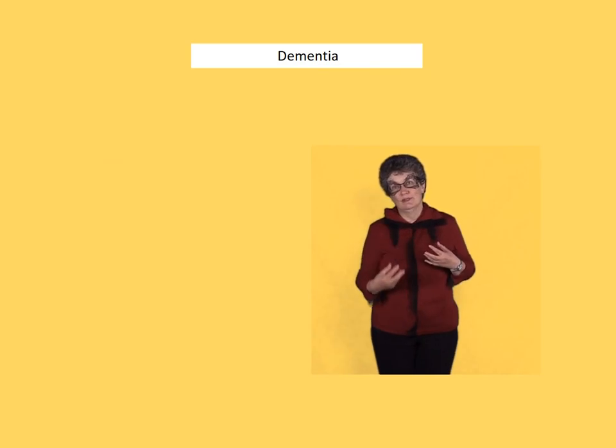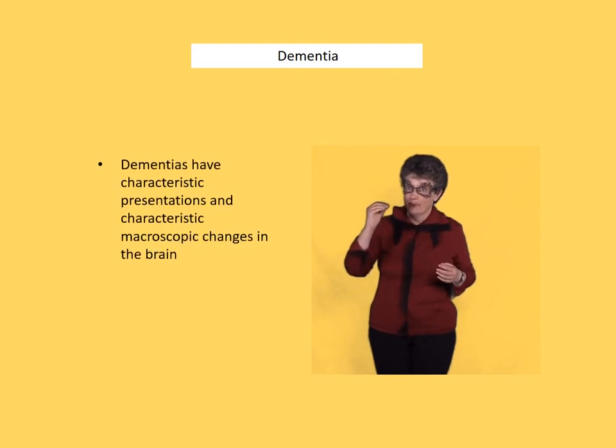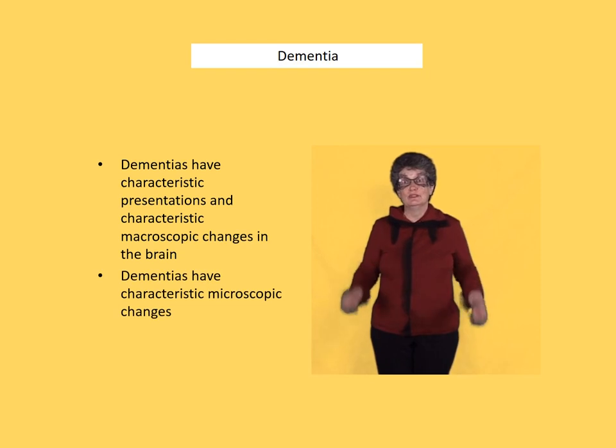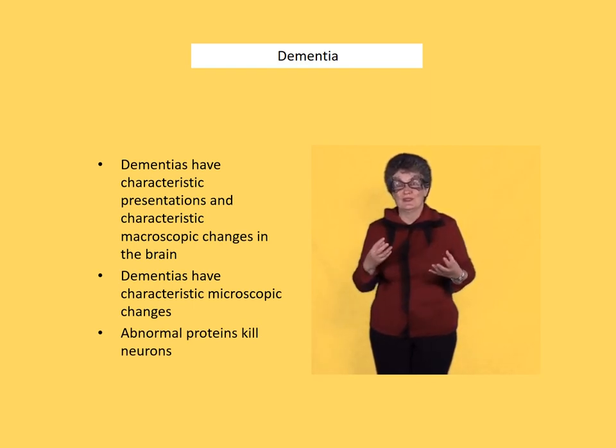So revising what we've learned today, we've learned that dementias have characteristic presentations, characteristic macroscopic changes in the brain, and characteristic microscopic changes. And we've learned that abnormal proteins kill neurons. We've just done a once-over lightly today. All the research into the molecular mechanisms of dementias means that we might find treatments one day. Treatments that can dissolve these abnormal proteins or stop them from happening.